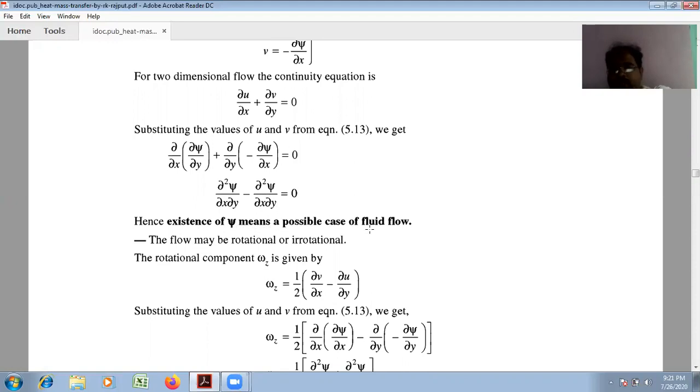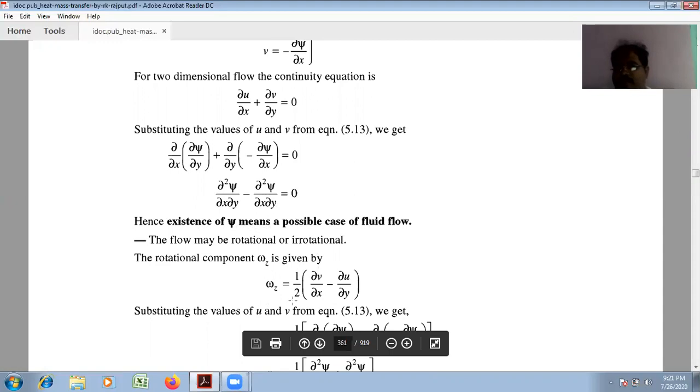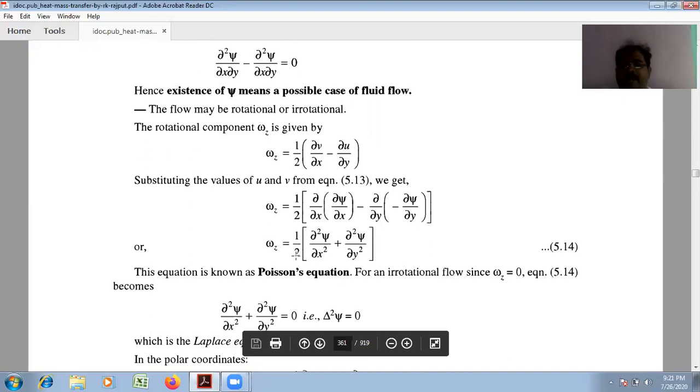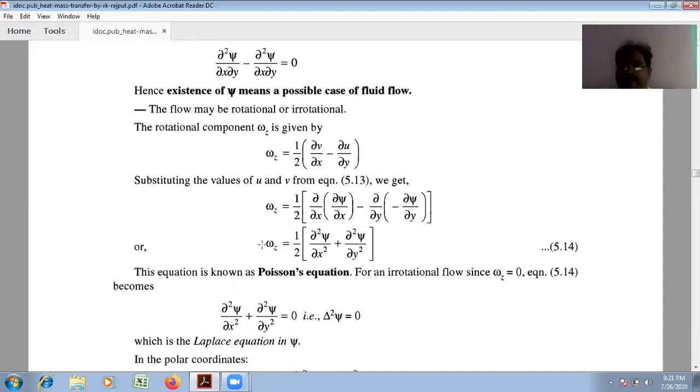For the rotational component, ω_z is equal to 1/2 of (∂v/∂x minus ∂u/∂y), and when we substitute the values of u and v from equation 5.13, we get ω_z is equal to 1/2 of (∂/∂x of (−∂ψ/∂x) minus ∂/∂y of (∂ψ/∂y)), which is equal to −1/2 of (∂²ψ/∂x² + ∂²ψ/∂y²).